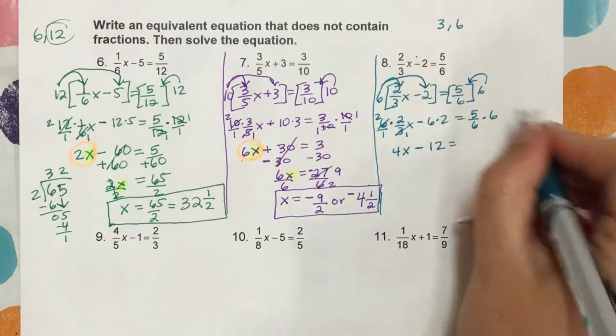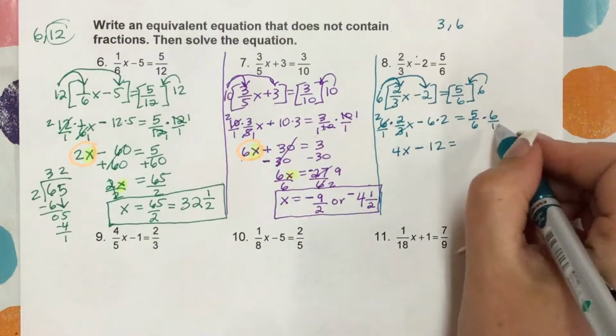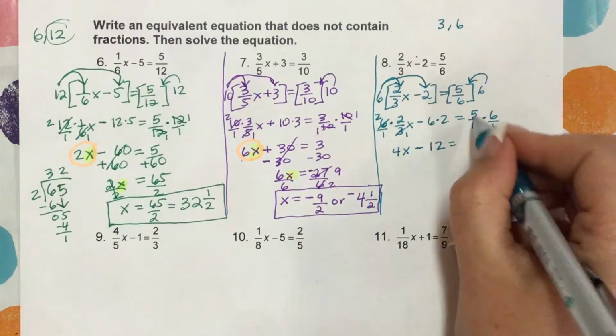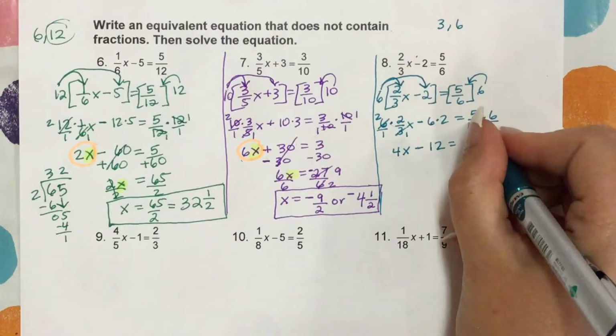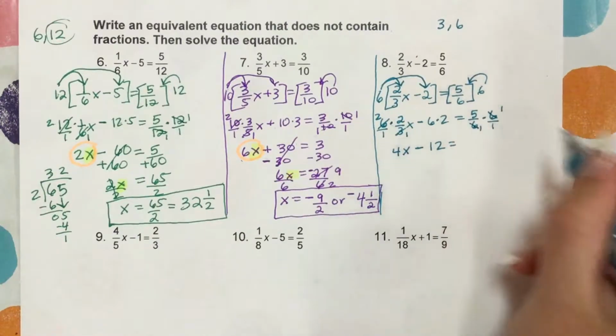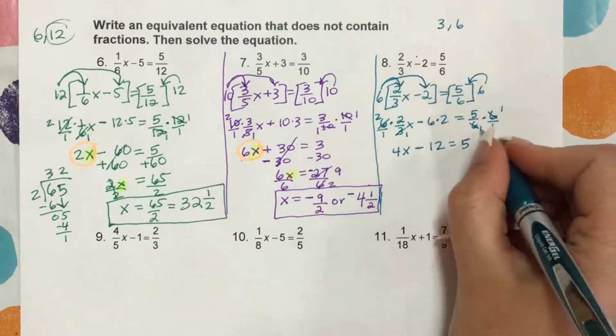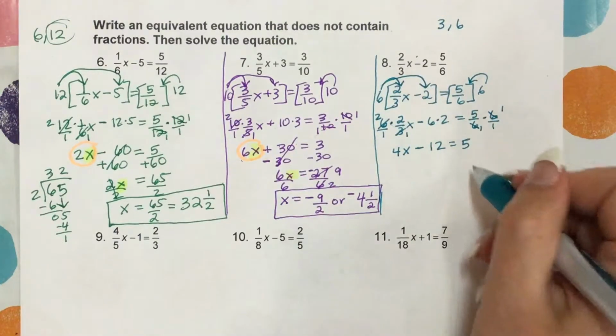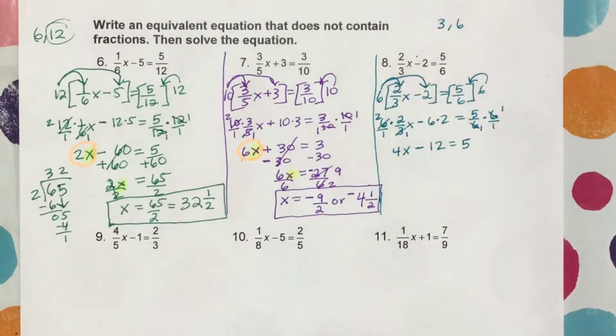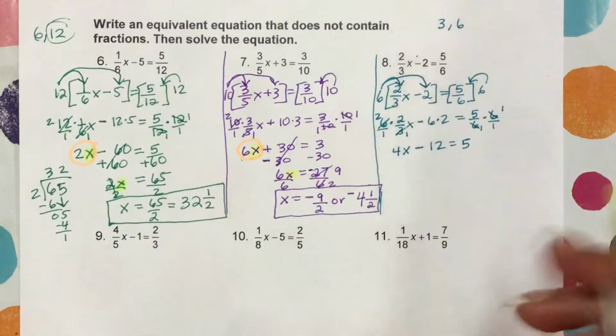Equals 5/6 times 6. I'm making this a 6/1. Multiplying fractions, so I look to cross cancel. These 6's cancel each other out, and everything becomes 1. I multiply across. 5 times 1 is 5. 1 times 1 is 1. 5/1 is the same thing as 5. Now I have my two-step equation that doesn't have fractions anymore. I got rid of the fractions.